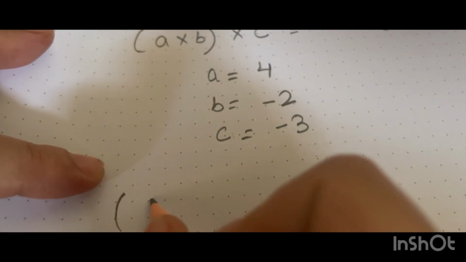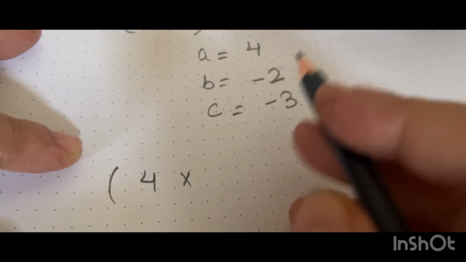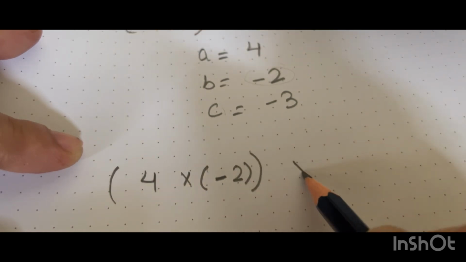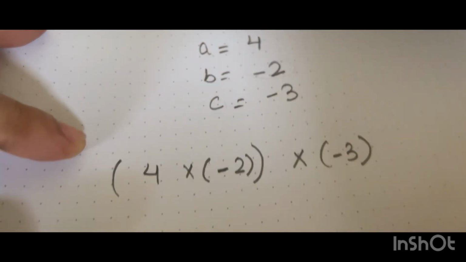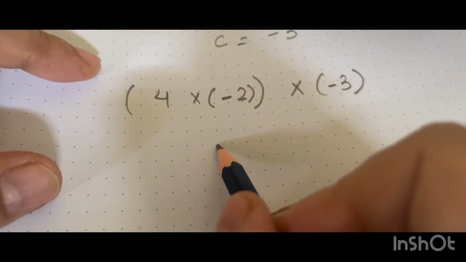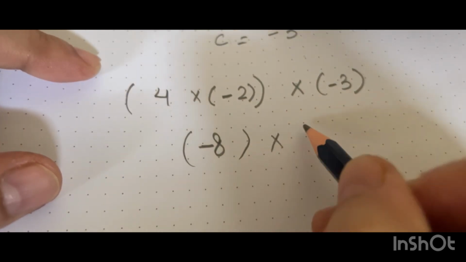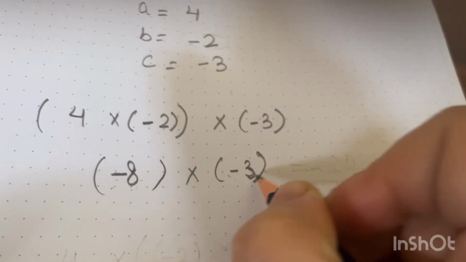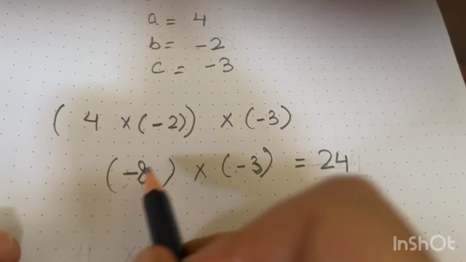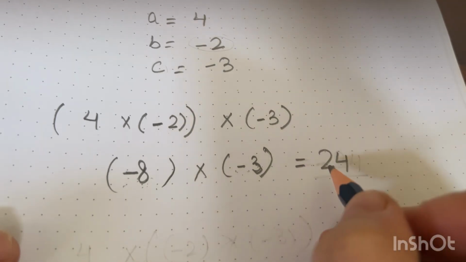Let us write here 4 multiplied by, and as I have told you in my previous videos, if we have a negative integer, keep it in the bracket, minus 2 in the bracket, and minus 3. So let us solve the bracket first. 4 twos are 8, and the sign of minus will remain, multiplied by minus 3. So 8 threes are 24, and when we multiply two negative integers, the sign will be positive. So the answer here is 24.